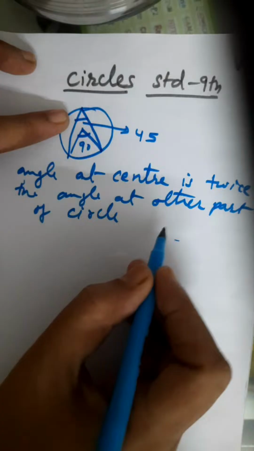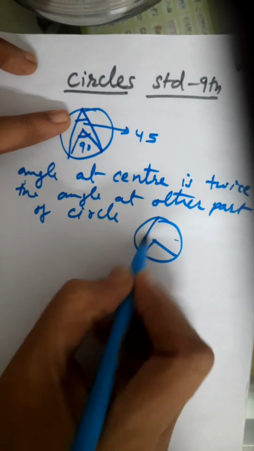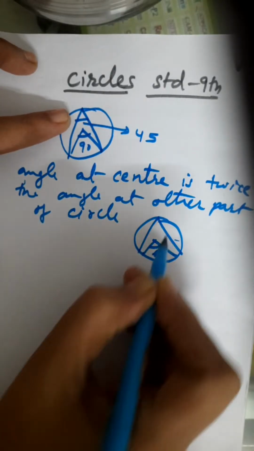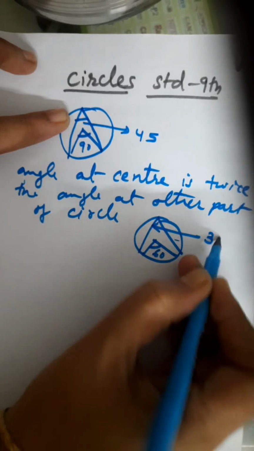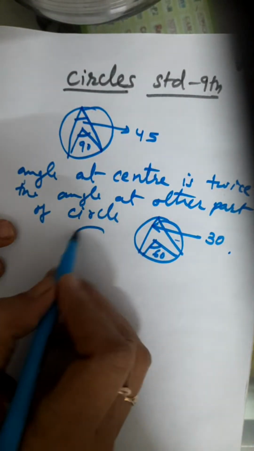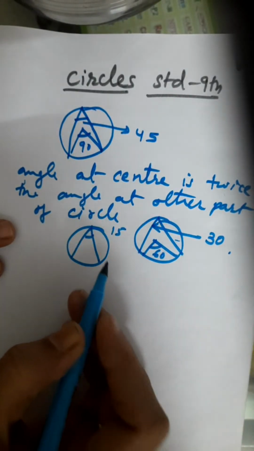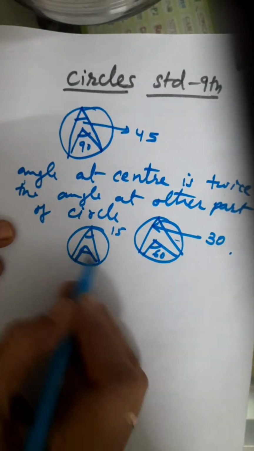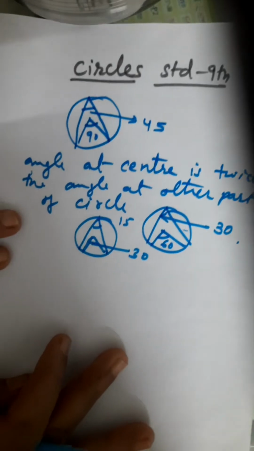So in this regard, let's solve a few examples. If the angle at the center is given as 60, what could be the angle at other part of the circle? Exactly, it's 30. So always it will be half. If 15 is given as the angle at other part of the circle, the angle at the center will be double of that, so that will be 30. So this is the first property.